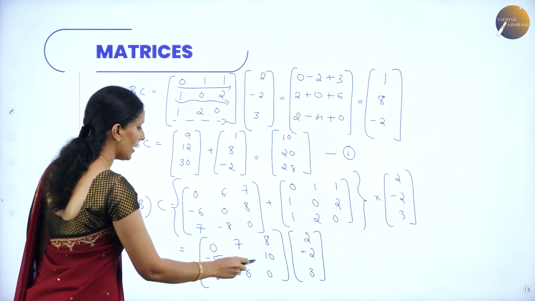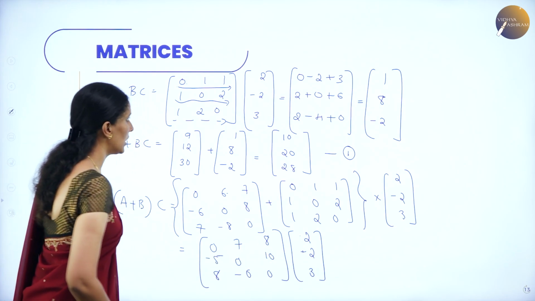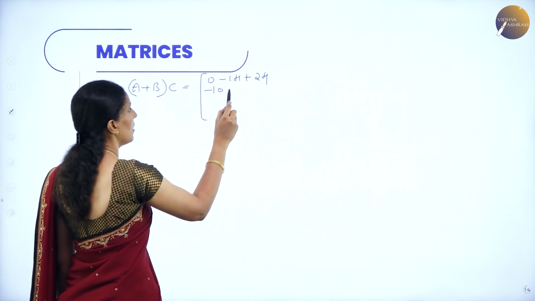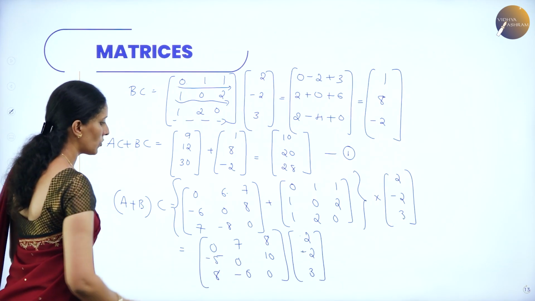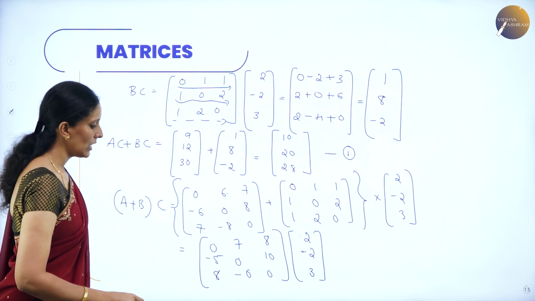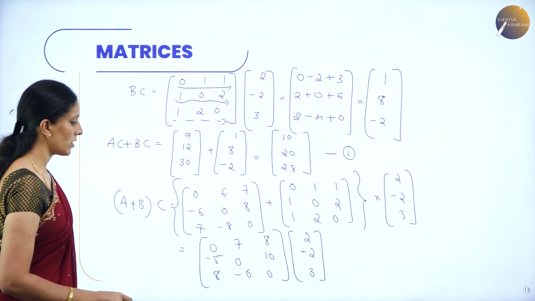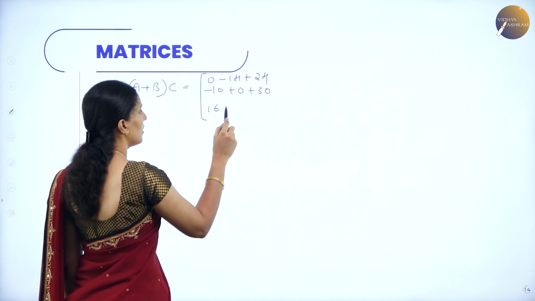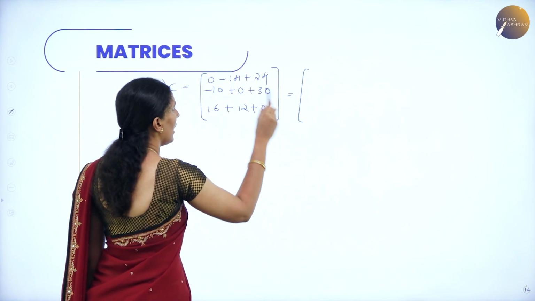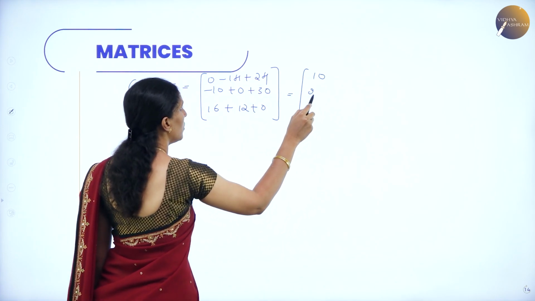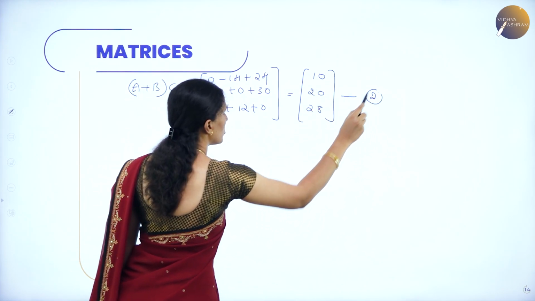Next is second row into first column. Minus 5 into 2, minus 10, 0, 30. So minus 10 plus 0 plus 30. Next, with the last row, 8 2s are 16, minus 6 into minus 2, 12, 3 0s, 0. So 16 plus 12 plus 0. Let's add this up. Then we will get here 10, 20, 28. Let me take this as equation 2.